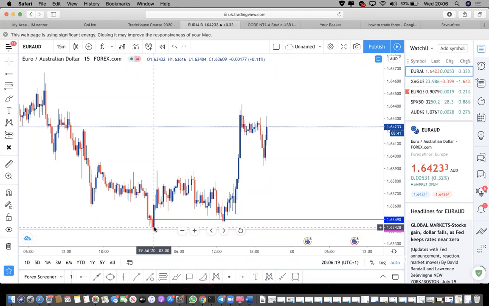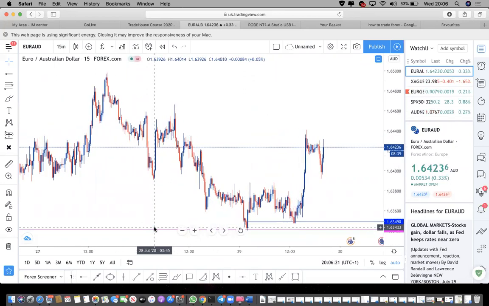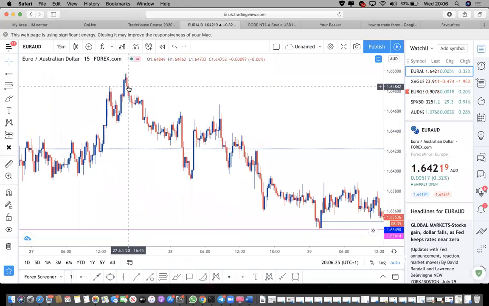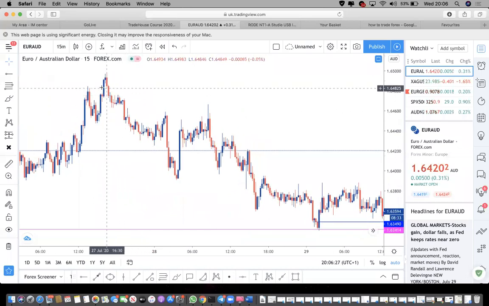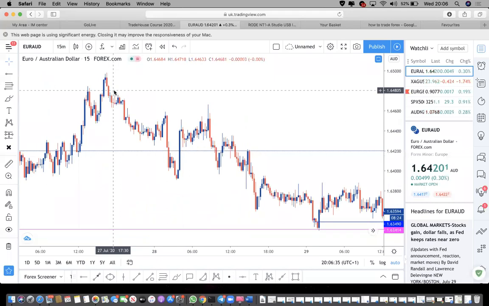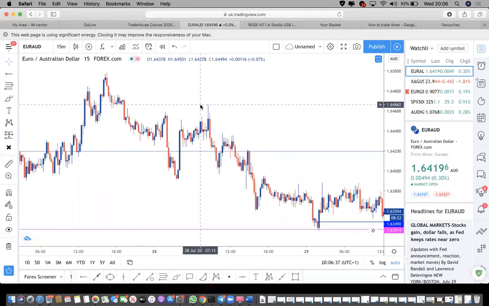I'm still in this trade because my target area is around this area. Why am I targeting this area? Anybody in the chat box? Why am I targeting this area? Historic high, thank you. An imbalance, thank you. A double top, thank you. You see, people are grasping the concept right here.